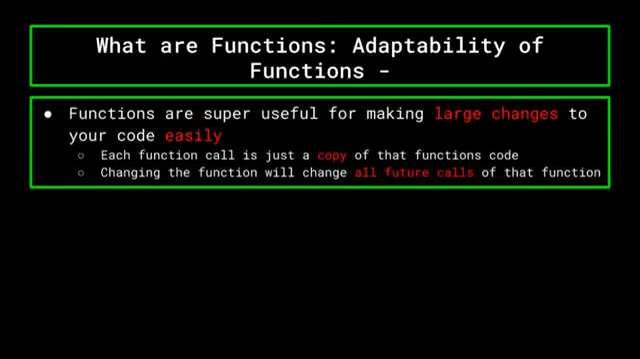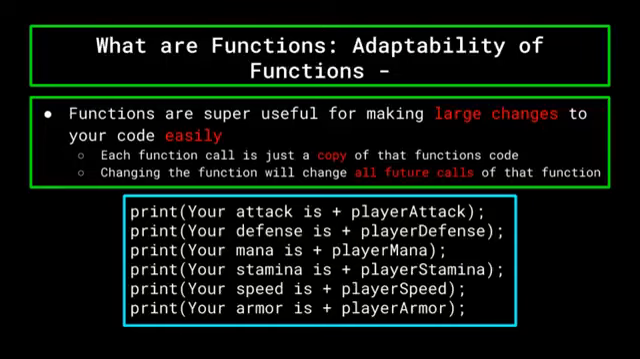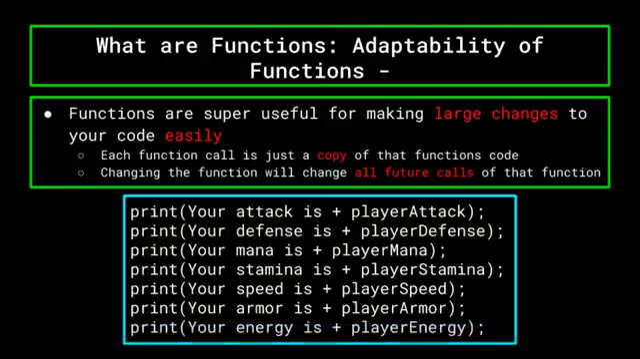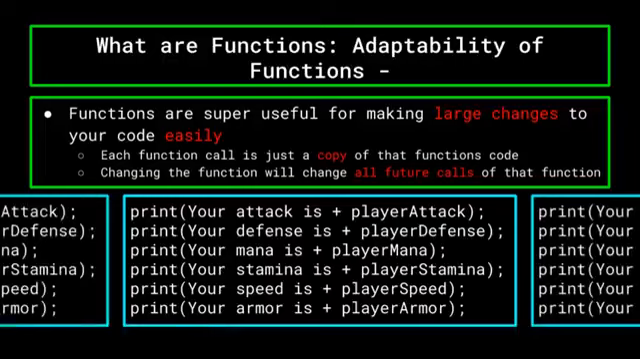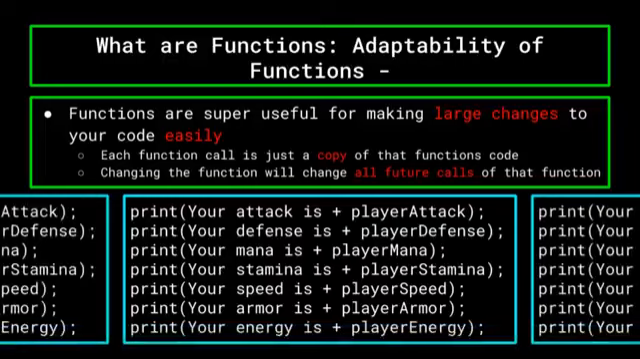Let's go back to our print_stats function and say that you wanted to go back and add in a new statistic that the player could level up through experience in the game. Without functions, you would have to go back into your code and find every instance that you had printed out the user's stats and create another print statement to display the new statistic.